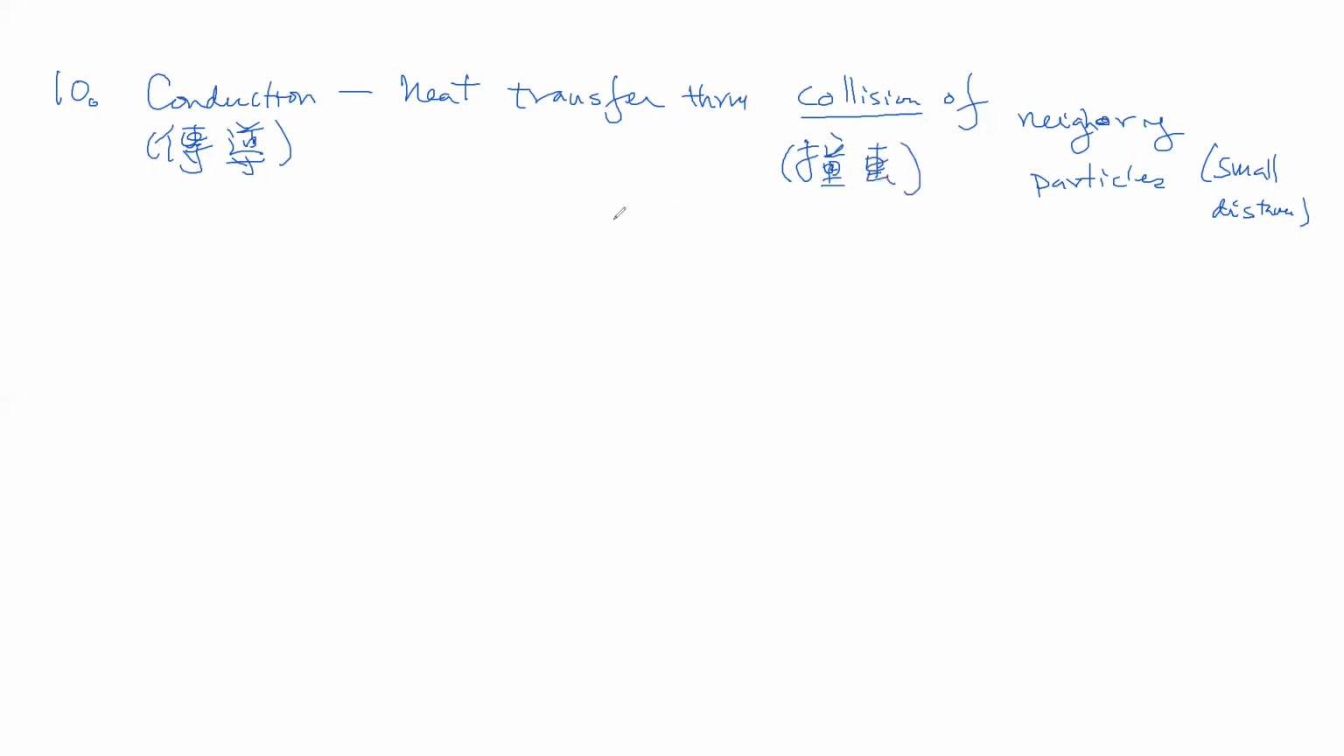Okay, 撞击. So the formula: Q is the heat, but for Q we divide by time, so this will be in terms of watts. Watts is equal to joule per second, right? That is equal to K, which is the thermal conductivity. Thermal conductivity is a property of a material. 热传导系数, thermal conductivity.